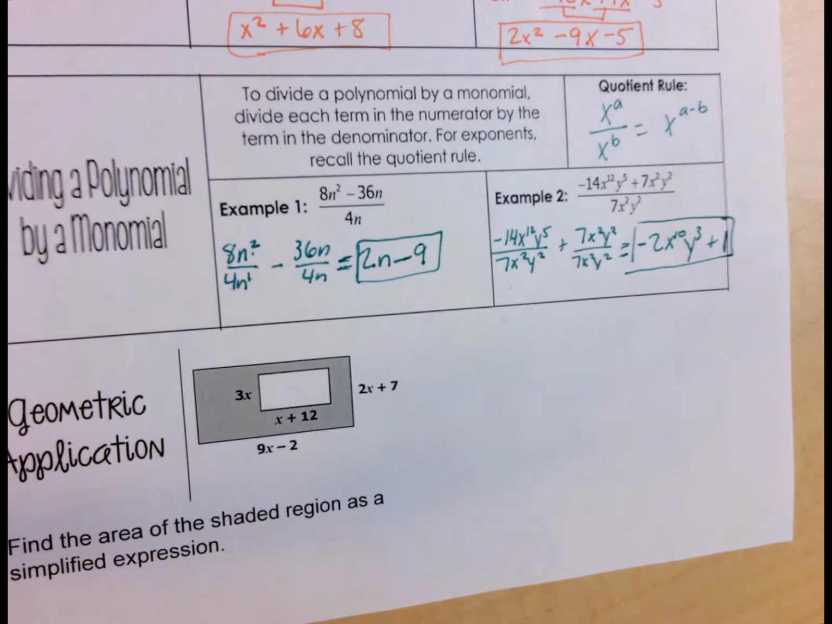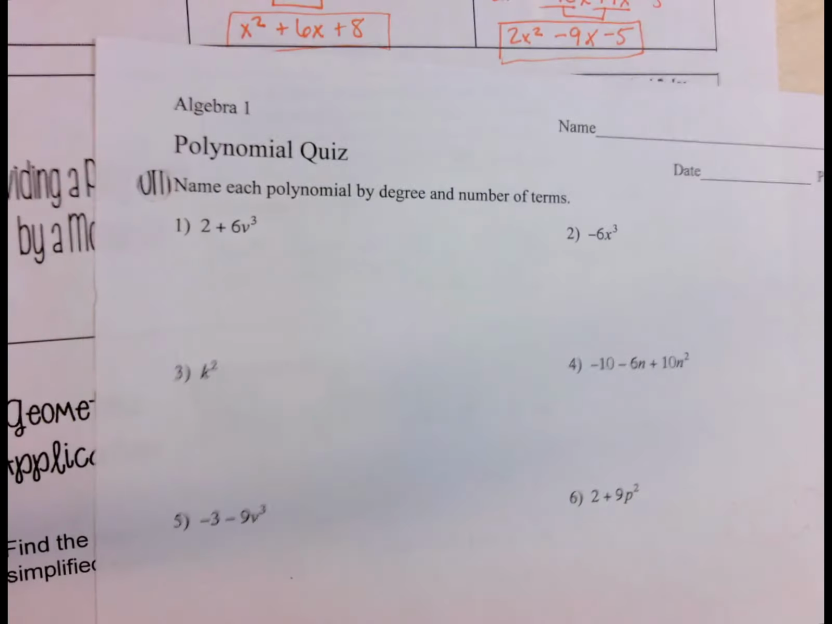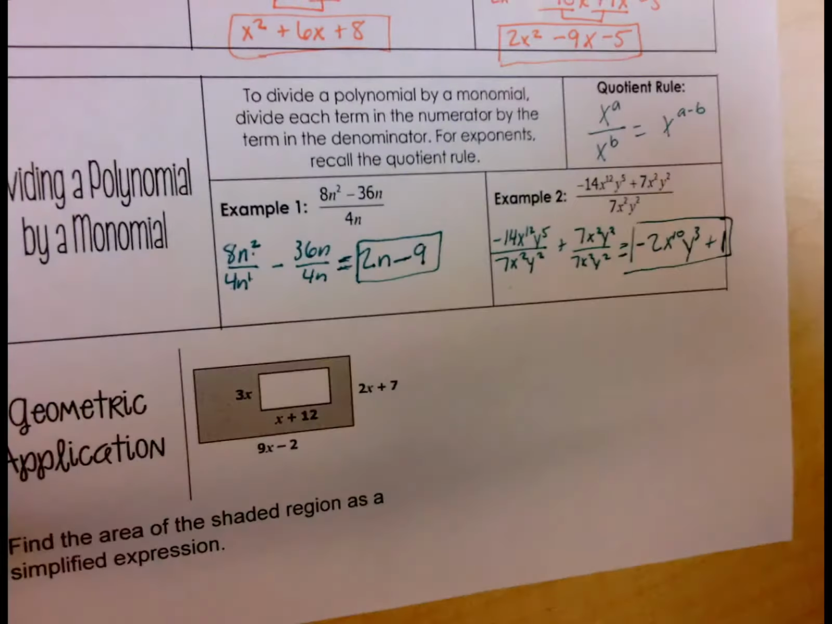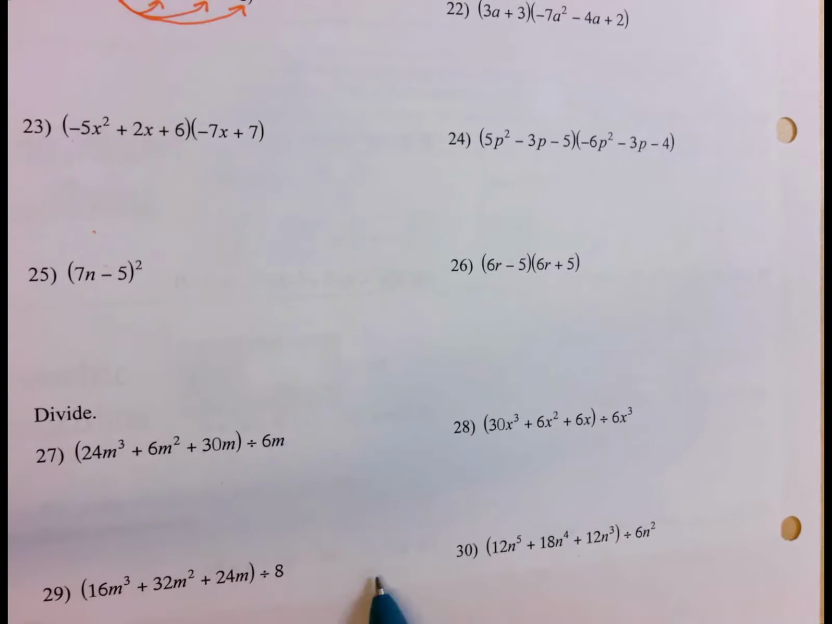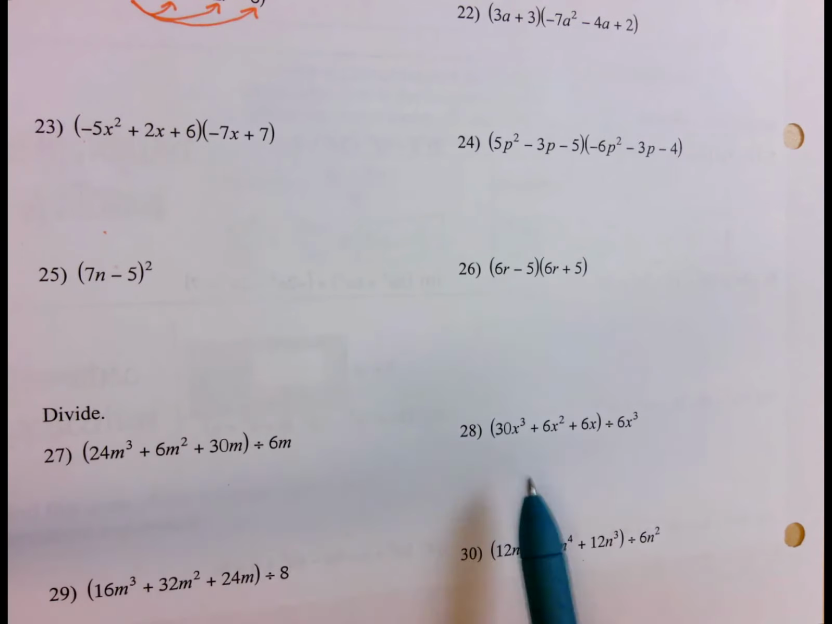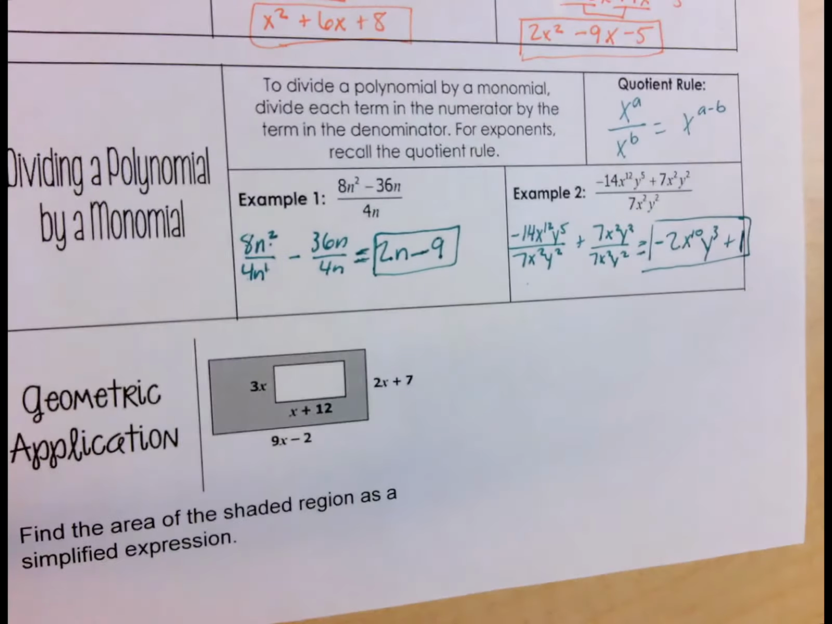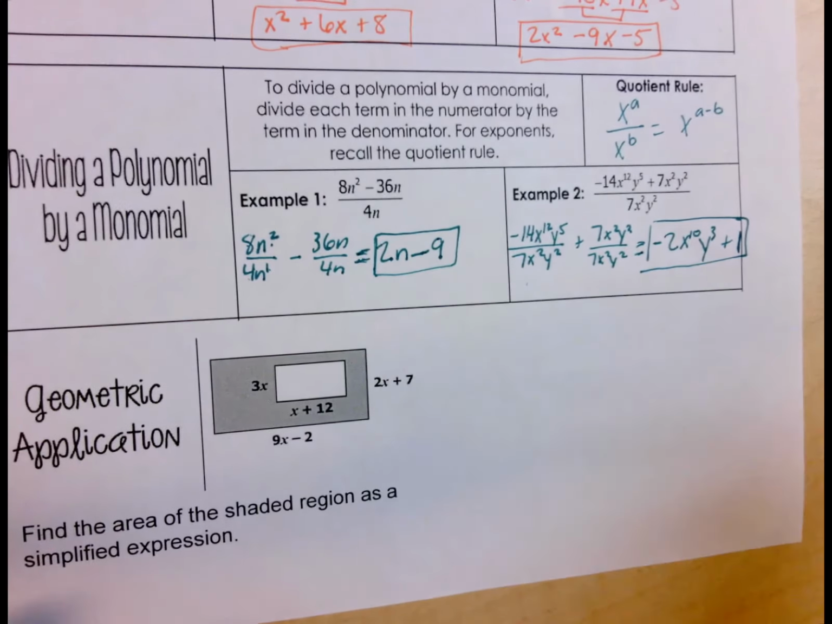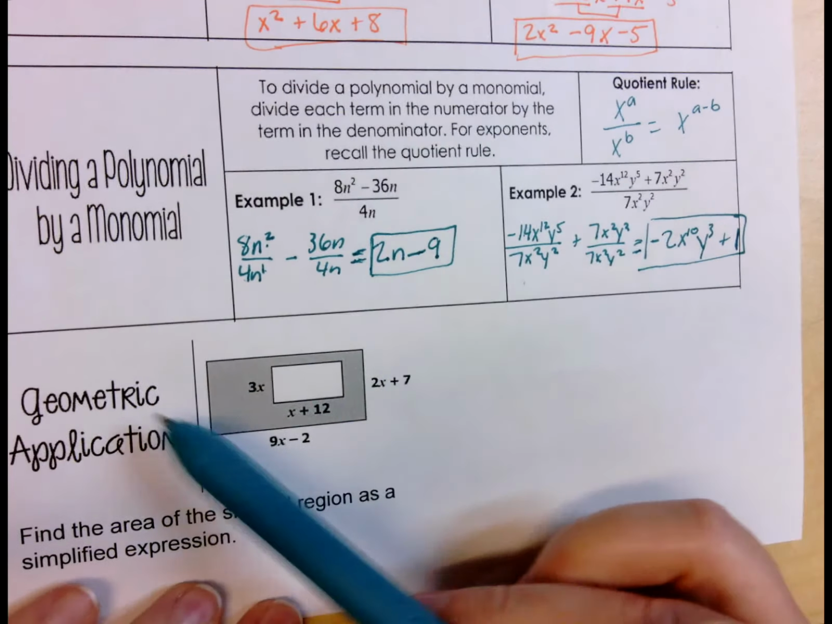And so what you're going to be doing on your polynomial quiz that's due tomorrow is that you're going to need to do the last 4 problems. Okay, you're going to divide this monomial by those polynomials. Okay, and so write that however you need to help you out, but that's what you're going to do on those.